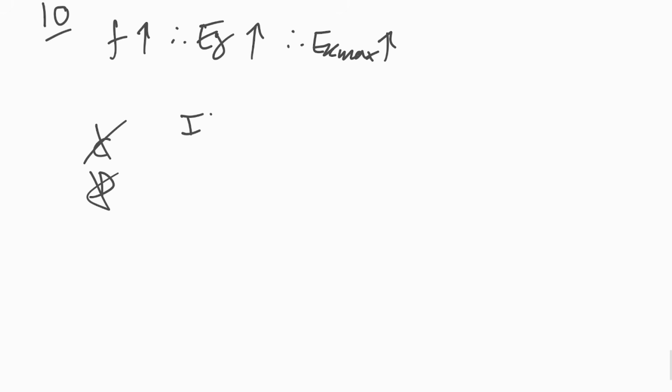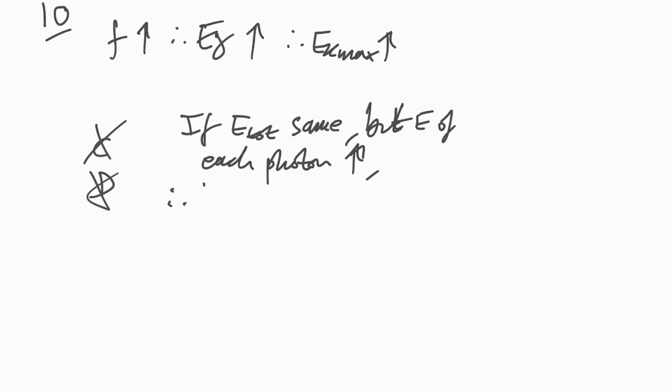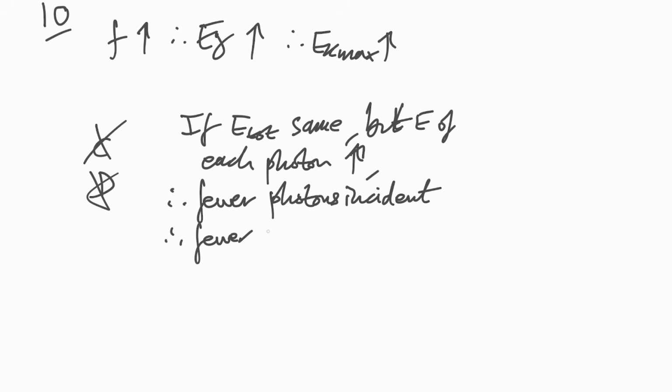So if the total energy is the same, but the energy of each photon is increased, therefore fewer photons are incident. Simple as that. Therefore fewer electrons liberated. Again, in practice, it's not really a thing. They're just trying to test you on this. There is the effect that the higher the frequency, the more likely electrons are to be liberated, but it's not going to completely negate the fact that there are fewer photons incident. So therefore, the answer, again, looks like it's going to be A.